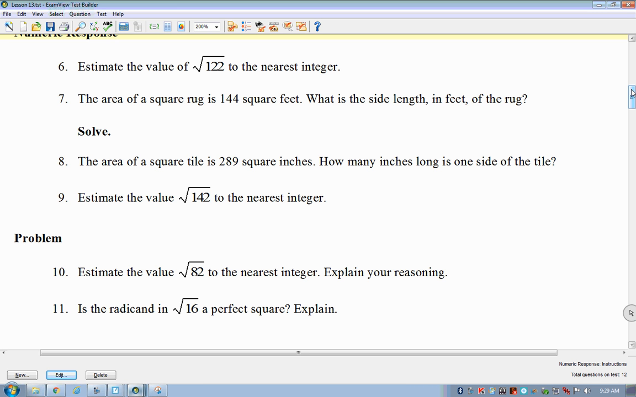On number 8, the area of a square tile is 289 square inches. How many inches long is one side of the tile? So square root of 289. Is it 17? 20 is 400, so it's not that big. 15 is 225, isn't it? So it's got to be greater than 15. Is it 17 on the dot? Okay, 17.